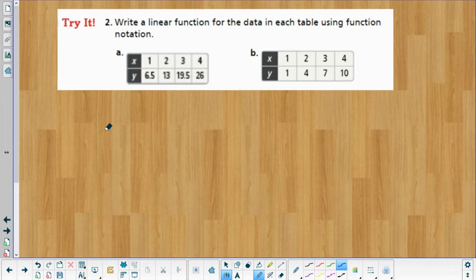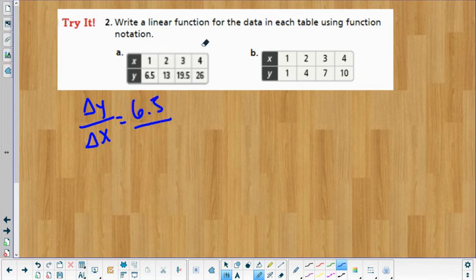All right, so for the first one, my change in my y over my change in my x. To get from 6.5 to 13, if we do 13 minus 6.5, we get 6.5. Okay, and then it's increasing by 1 every time, so my slope for the first one is 6.5. All right, you get to choose whatever point you like. I try to avoid the decimals if I can. I'm going to use this 2, 13.